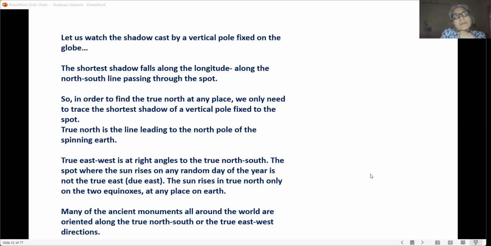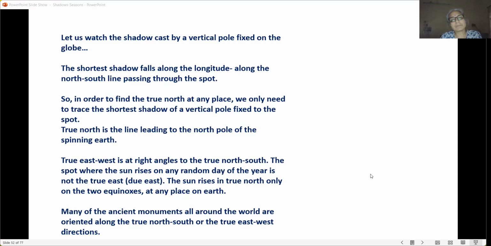So what do we know now? We know that to find the north-south direction at any spot, all you need to do is fix a vertical pole and observe the shortest shadow that it casts on any day of the year. That will point along north and south. And if you draw a perpendicular to that, you can find the true east and true west. East is not where the sun rises on any day of the year; the sun rises due east only on the equinox days.